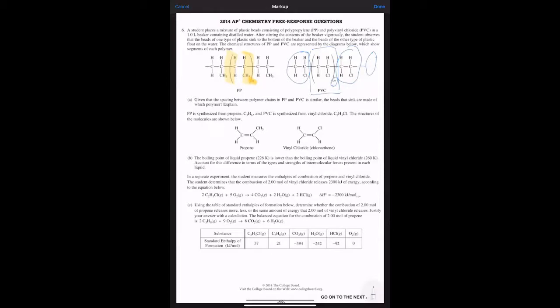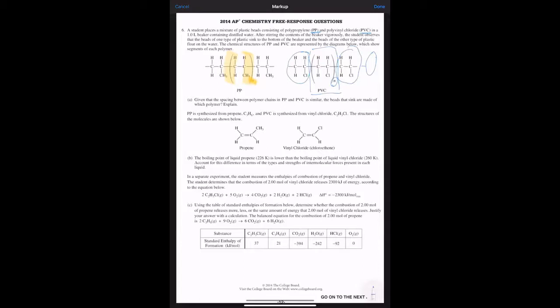So we have two types of polymers. One is PP, another one is PVC. They were put in a container that has water, and you find that one polymer sinks to the bottom, and the other one floats on the top. So what does this mean? Well, that tells you that the density of the polymers is different. One is lighter than water, so it floats above the water. Another one is heavier, its density is higher than water, so it sinks to the bottom.